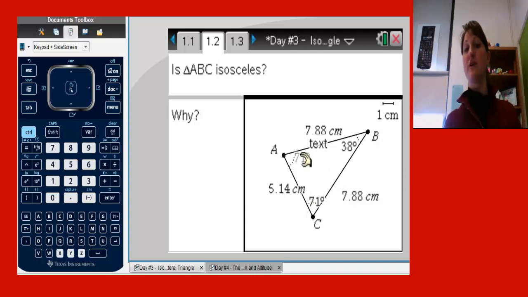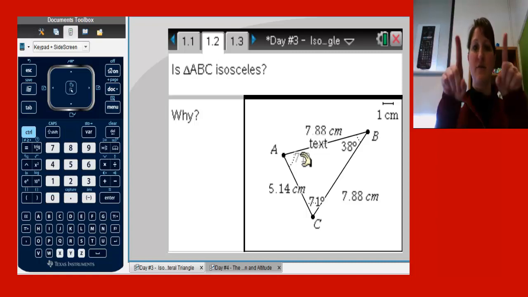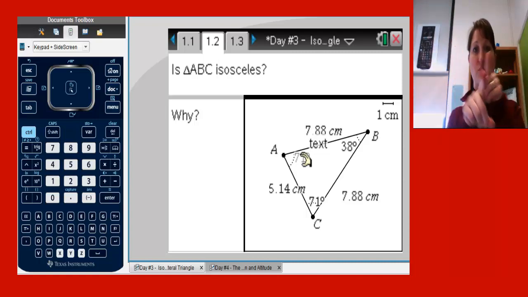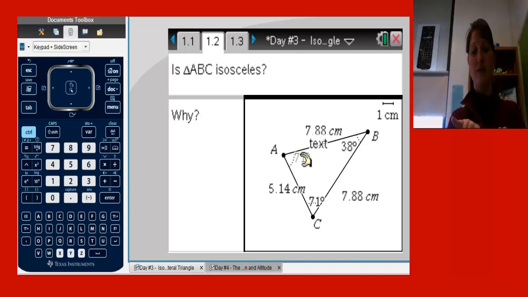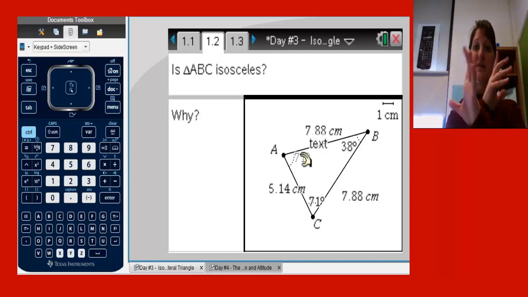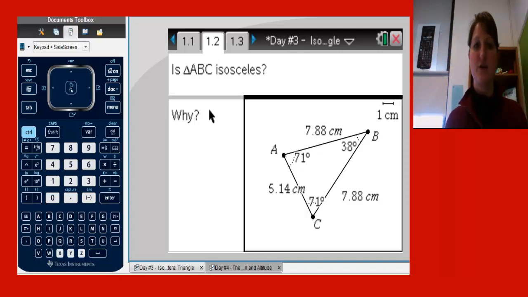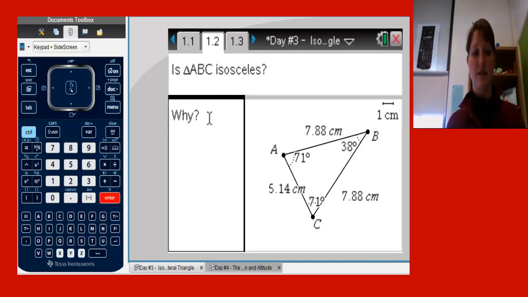So, if you're trying to figure out where the sides are and where the angles are that are equal, if you know the two sides, go across, and those will be the angles that are equal. If you know the angles that are equal, go across, and that will give you the sides that are equal. So, why is this triangle isosceles? It has two equal sides and two equal angles.